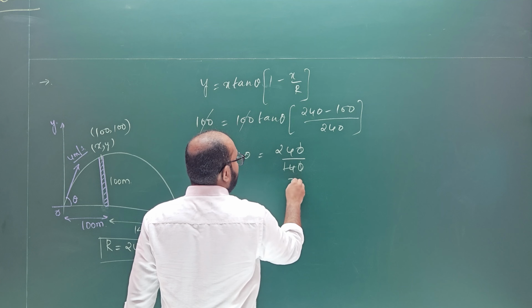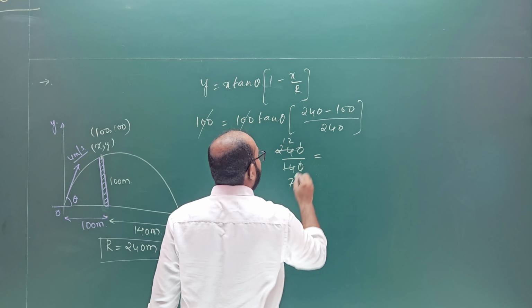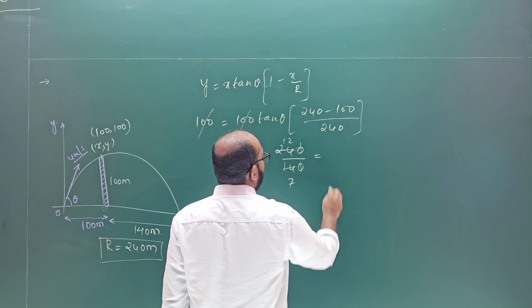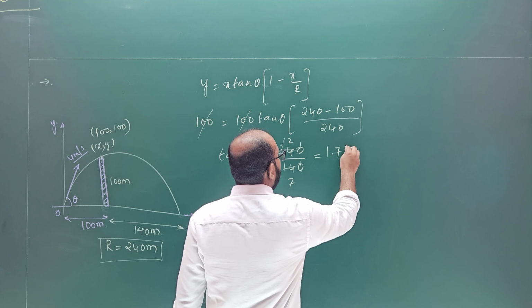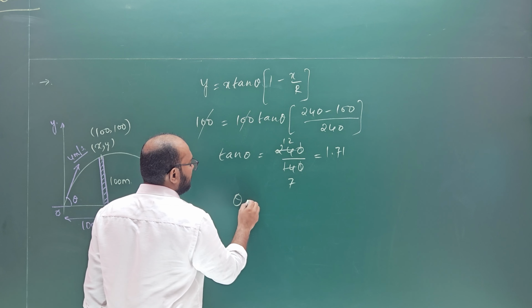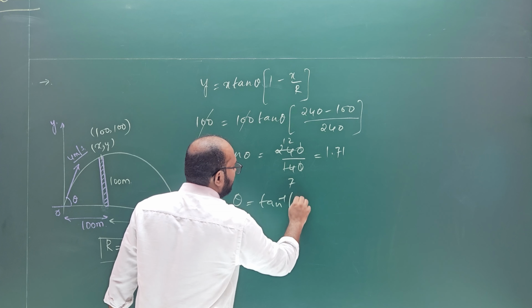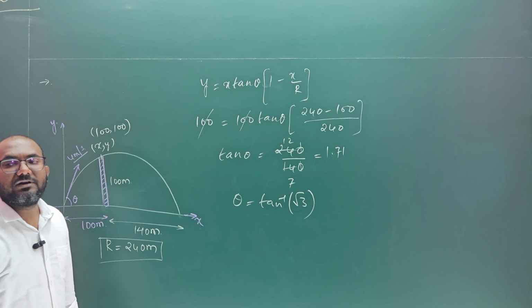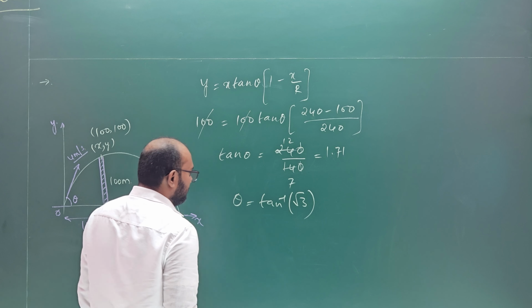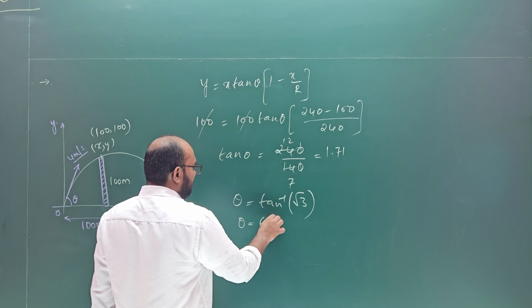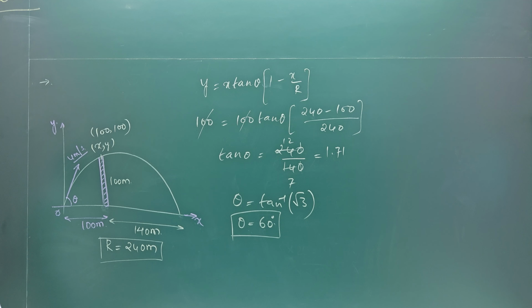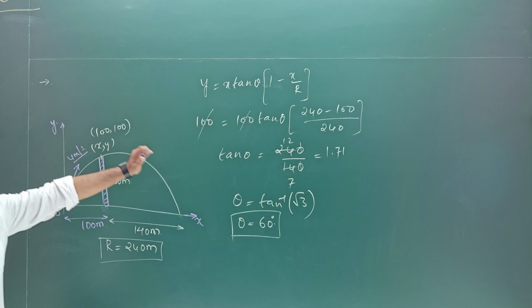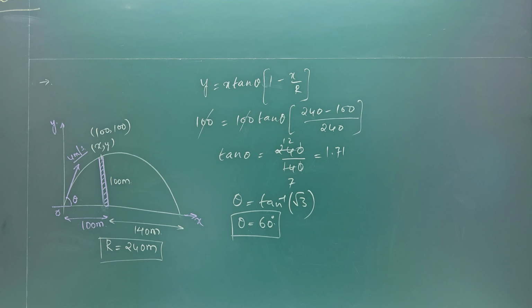12 by 7. 7 1s are 7, left out is 5, 7 7s are 49, left out is 1. It is 1.71, so theta is equal to tan inverse of, can I write root 3? Root 3 value is 1.72, nearly equal to this value. So theta is equal to how much? 60 degree. Simple answers. But you all need to remember, if the range is given and x coordinate, y coordinate are given, apply what? The equation of trajectory. Okay, write down.